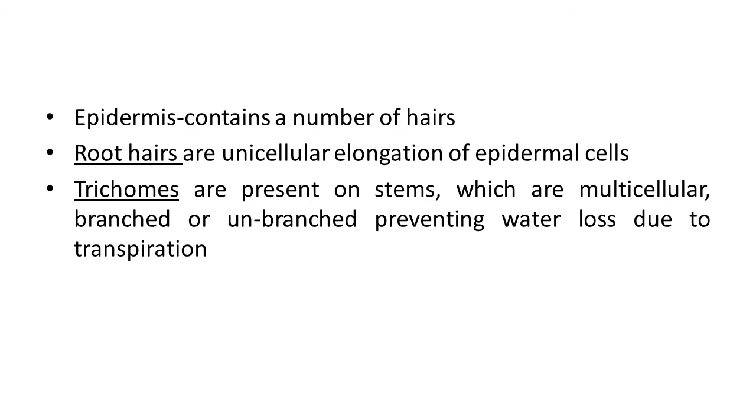So this way, in the plant tissue system, the epidermal tissue system is organized. It forms the outermost covering of the entire plant body, and generally it possesses epidermal cells, stomata, and epidermal appendages like trichomes and hairs. So it is the first kind of tissue system, the epidermal tissue system, a part of the tissue systems in plants.